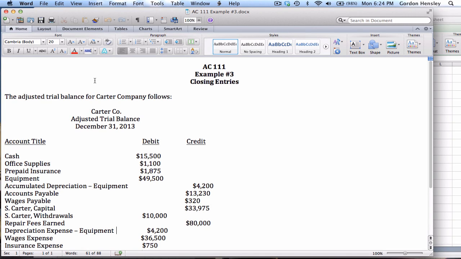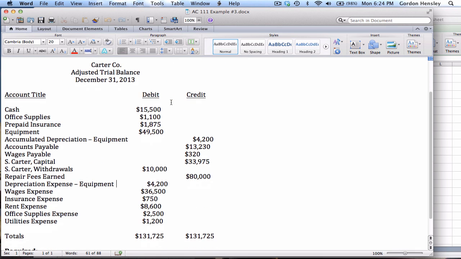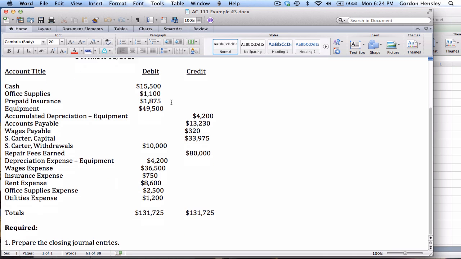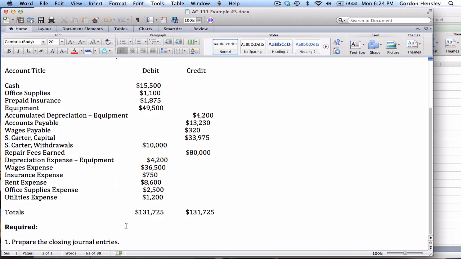This is the video demonstration on closing entries. And in this video, I'm going to be working the solution to example number 3. Now, example number 3 involves the Carter Company, and they've provided us with an adjusted trial balance that is dated December 31st, 2013. And if you look at the requirements, we are simply required to prepare the closing journal entries.